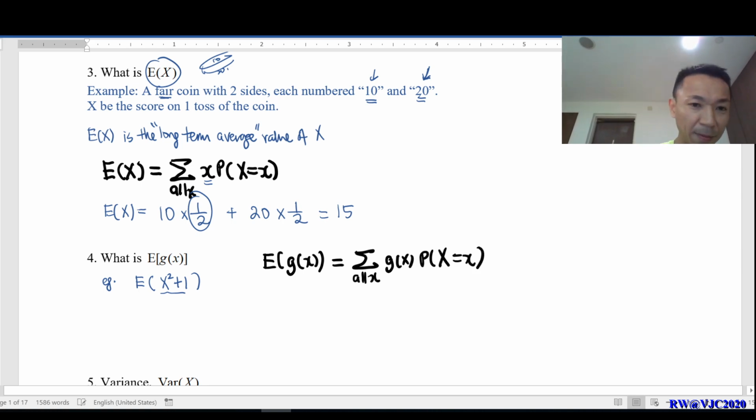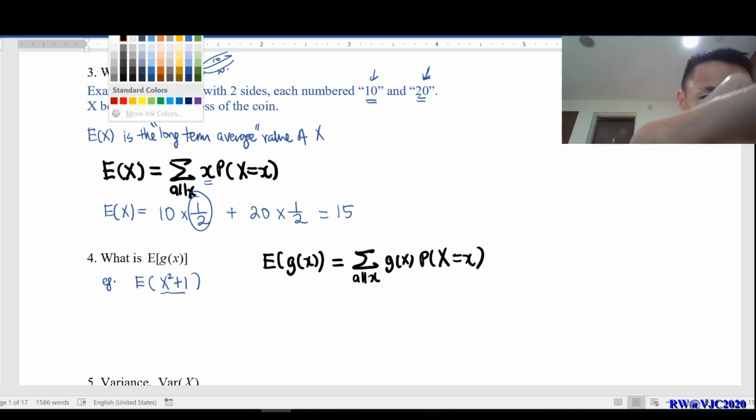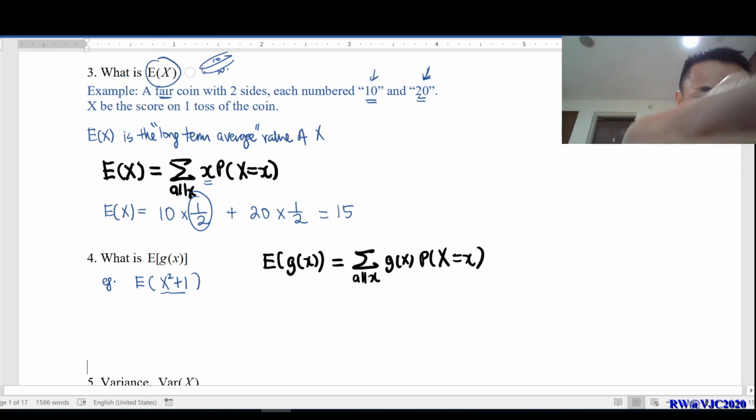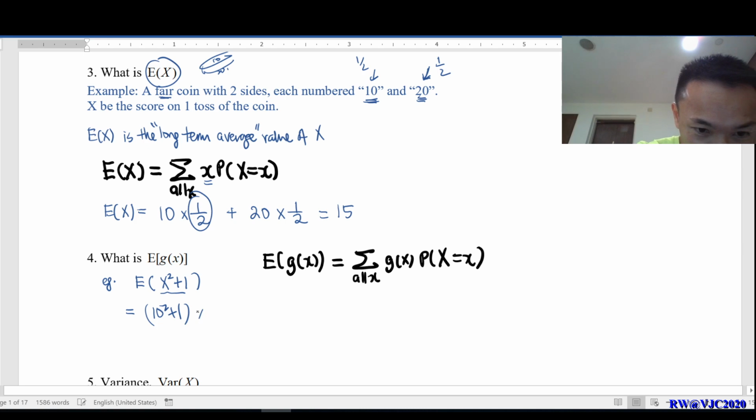That means, when it's useful to look at this one here, this is probability of x. When x is 10, probability is half. Probability is half, right? Yes. So here I'm going to sum probability. g(x) means 10 squared plus 1. The weightage is half, plus x squared plus 1 times half.